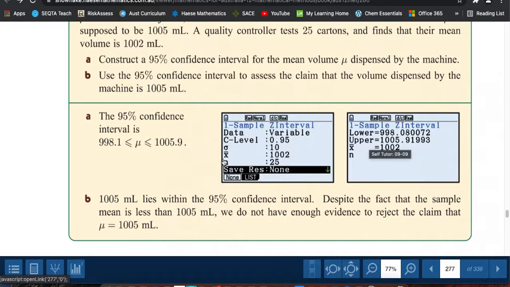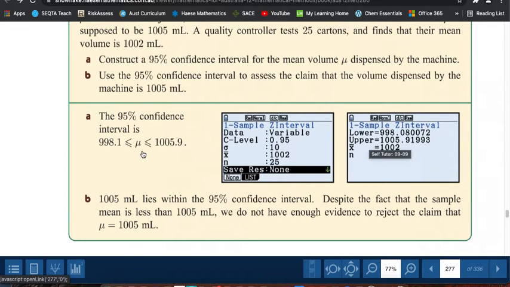You'll notice there's nowhere to put the actual population mean because we're not using that. We're saying where does the population mean really fit? And our sample is 25. That gave a confidence interval of 998.1 to 1005.9. So if we took a sample of 25 and found that the mean volume was 1002 mils, we're 95% confident that the actual mean value for that population sits between these.